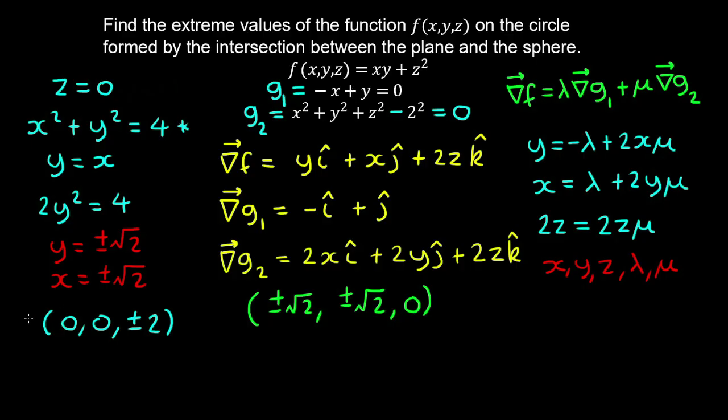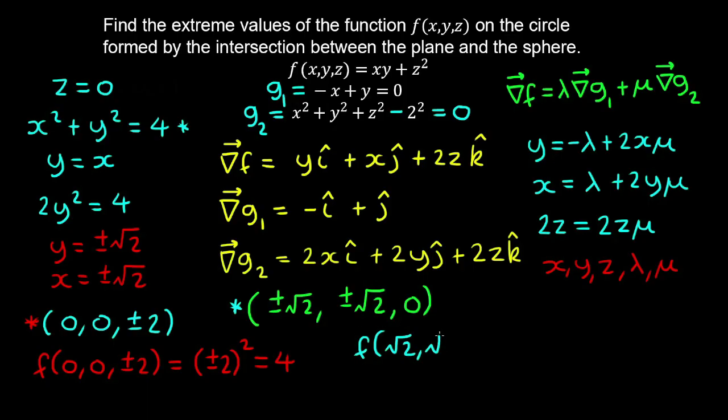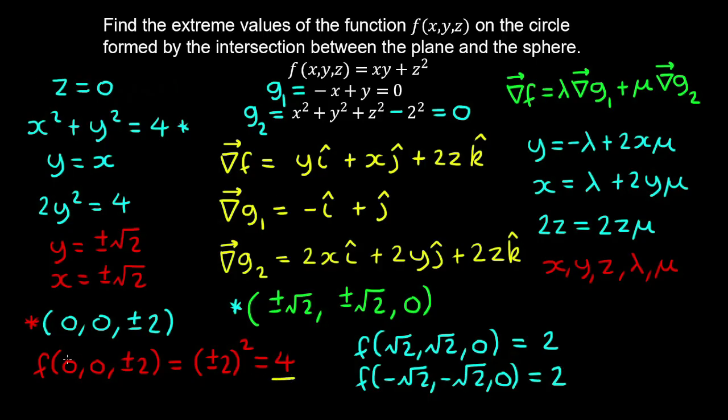And now to find the extreme values, we just substitute these coordinates into the function. So we have f of 0, 0, and plus or minus 2. So that gives 0 by 0 plus or minus 2 squared, which is equal to 4. And to find our other extreme values, we just substitute the coordinates of these points into the function. So we have f of root 2, root 2, and 0. So root 2 by root 2 is 2. And our other point is at minus root 2, minus root 2, and 0, which also gives 2. So the maximum of 4 occurs at these 2 points, and the minimum of 2 occurs at these 2 points.